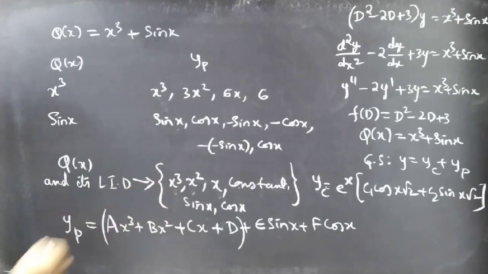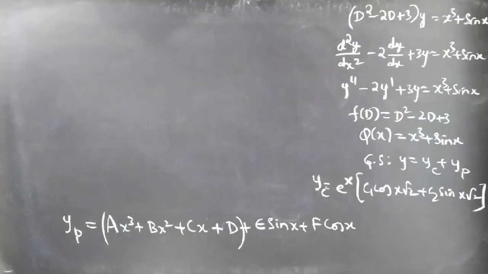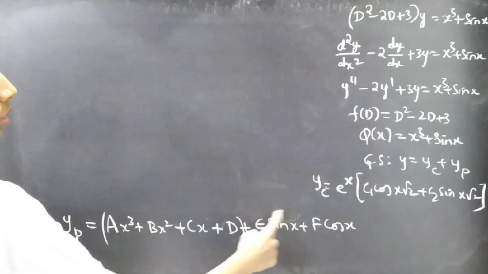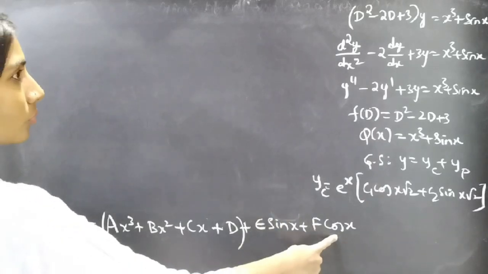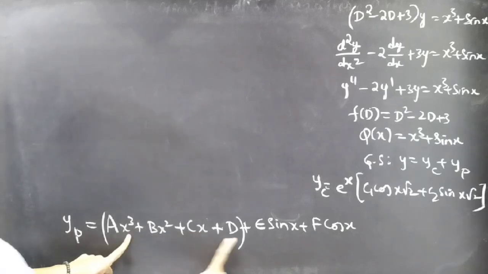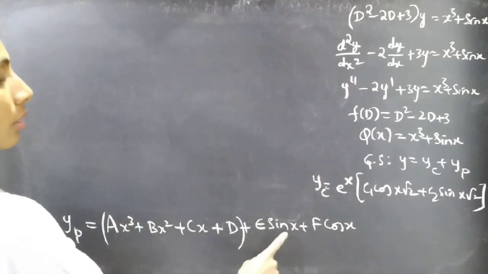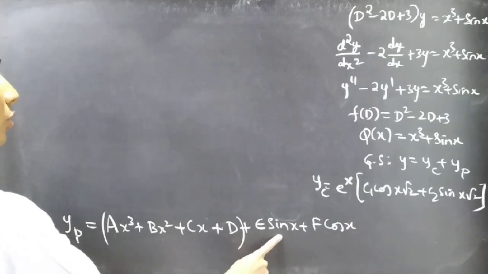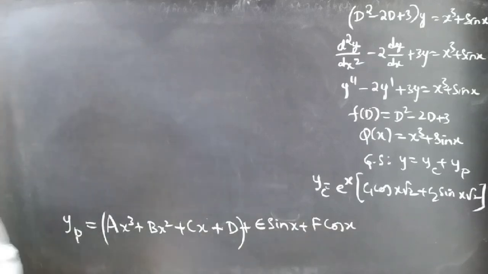Q of x and its linearly independent derivatives are written in finite set form. Now we picked a yp. Our yp has a term of q of x and its linearly independent derivatives. x cube is a term which we have picked from q of x and these are its derivatives, and sin x is a term of q of x and these are its derivatives. Simple, it's just simple.